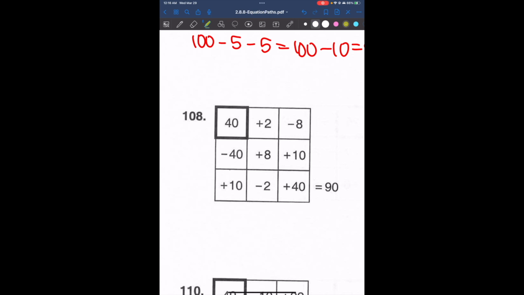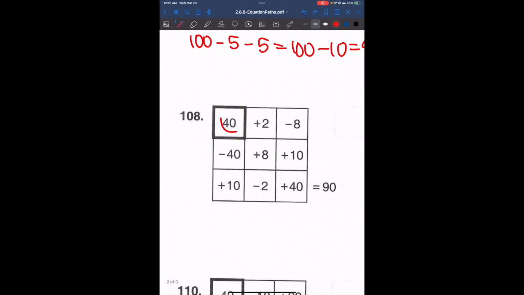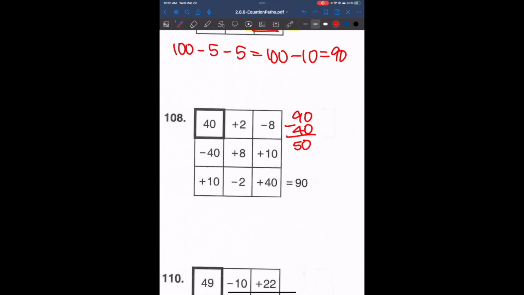Okay, so now we'll go over the solution. The number that we're going to start with is 40 in the top left corner, and then we want to end with 90. So final number minus initial number is 50.